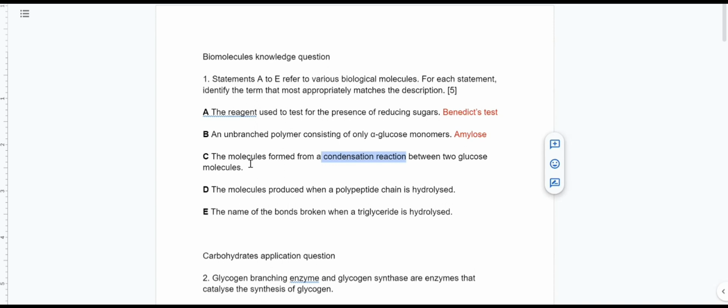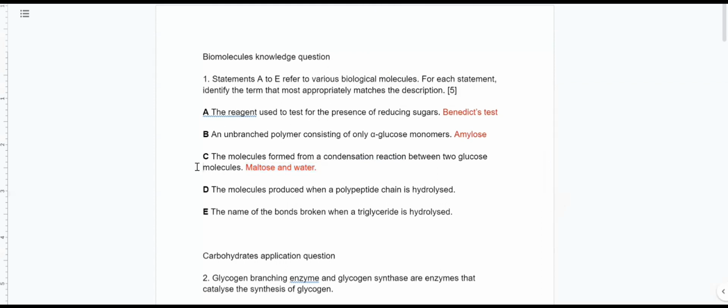So in this case, we know that water is one of the molecules formed, and the other molecule formed is basically the disaccharide that is composed of two glucose subunits, and that would be maltose. So maltose and water would be the right answer.